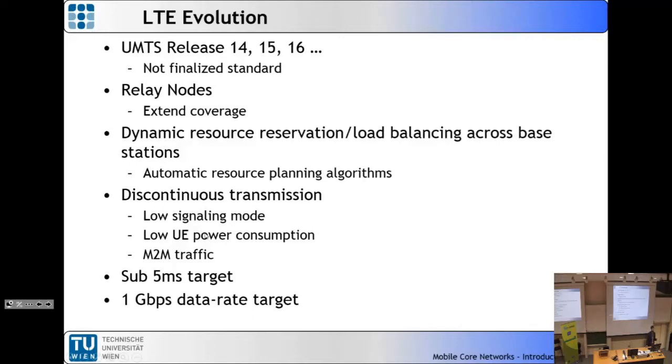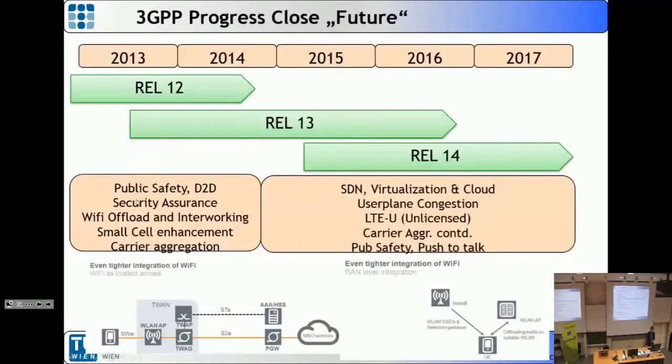And we target, obviously, always more data rate and lower round trip times. What might be most interesting for most is the discontinuous transmissions, because that somehow points to IoT or machine-to-machine, and the relay nodes for evolution. So I started off with the first releases, where we go from 12 to 13 to 14. We see we have this device-to-device that we shortly touched on before.